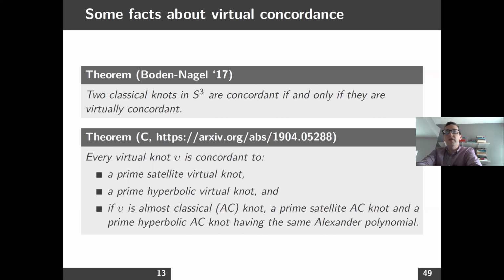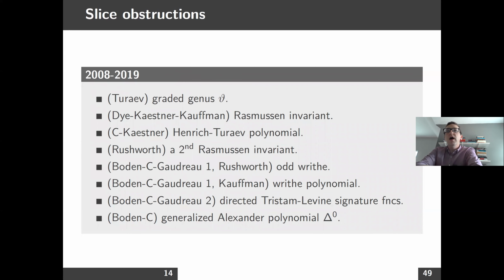Okay, so I won't say too much about that, but it's just another comparison of things that are true in both cases. Okay, so slice obstructions. At this point, there are a number of them that are known, so I'll just go through the list from 2008 to 2019. The first one is due to Turaev, and it's called the graded genus. And then a little bit later, Dye, Kaestner, and Kauffman extended the Rasmussen invariant to virtual knots and showed that this was a smooth concordance invariant.